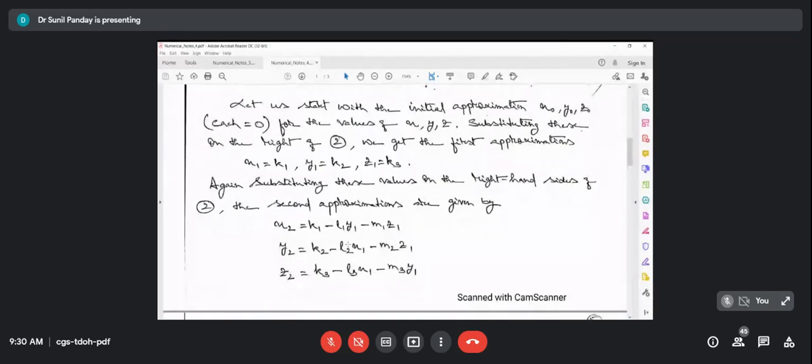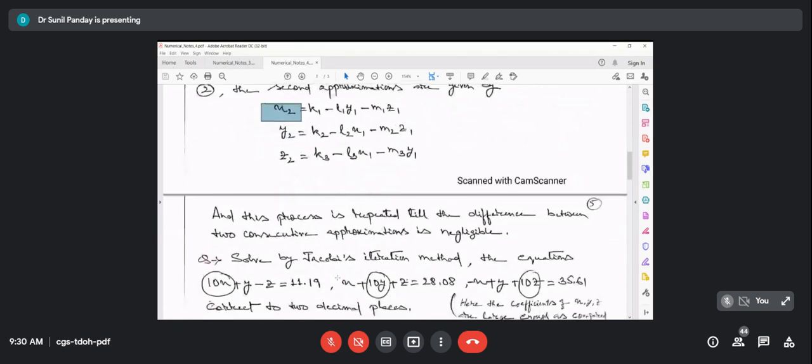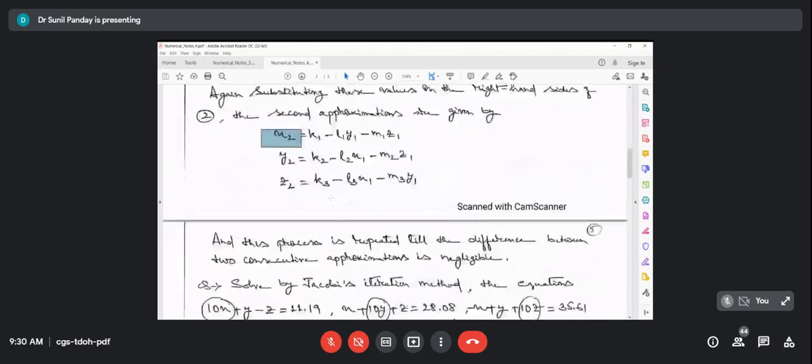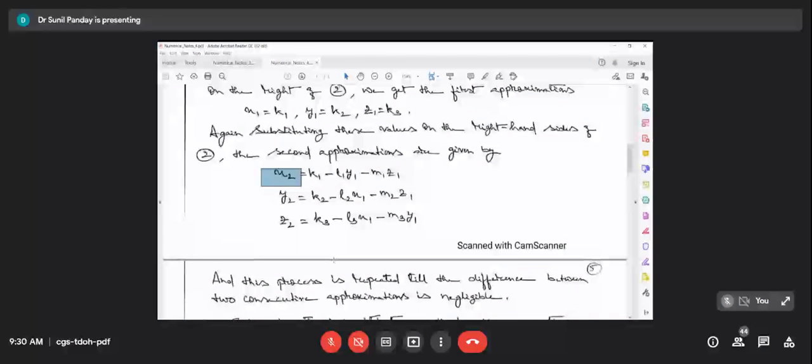You can see y is replaced by y1, z is replaced by z1, x1, z1, x1, z1, and all these three values k1, k2, k3 of x1, y1, z1 we substitute here. If we substitute all these values, we get the updated values of x2, y2, z2, and then these updated values are again used to modify the next approximated values of x3.